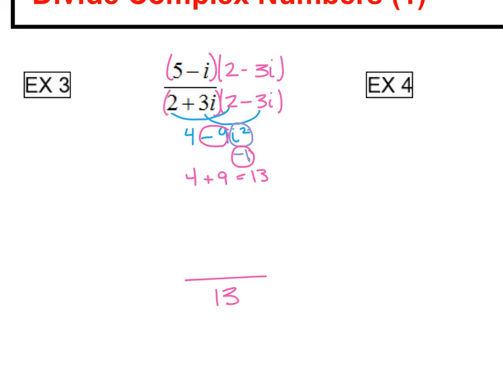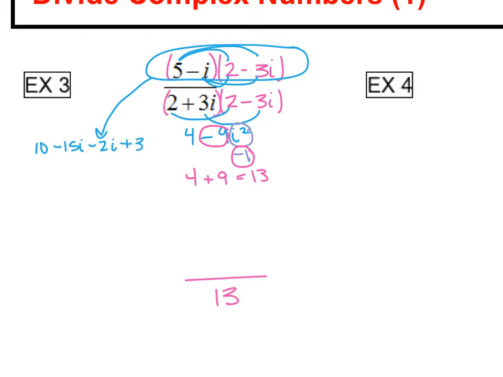Alright, in the numerator, we're going to have to FOIL this out. These are not conjugates because they're not the same complex number, one plus and one minus. So this work I will do over here. So we FOIL this out. 5 times 2 is 10. 5 times a negative 3i is negative 15i. Negative i times 2 is a negative 2i. Negative i times negative 3i is a positive 3i squared.